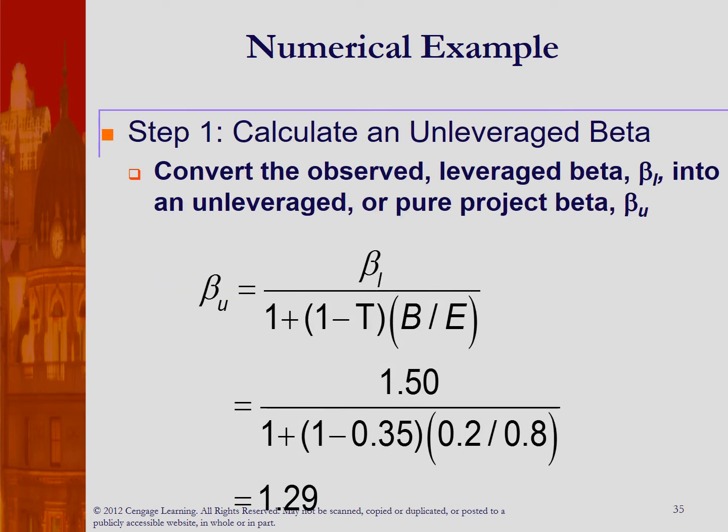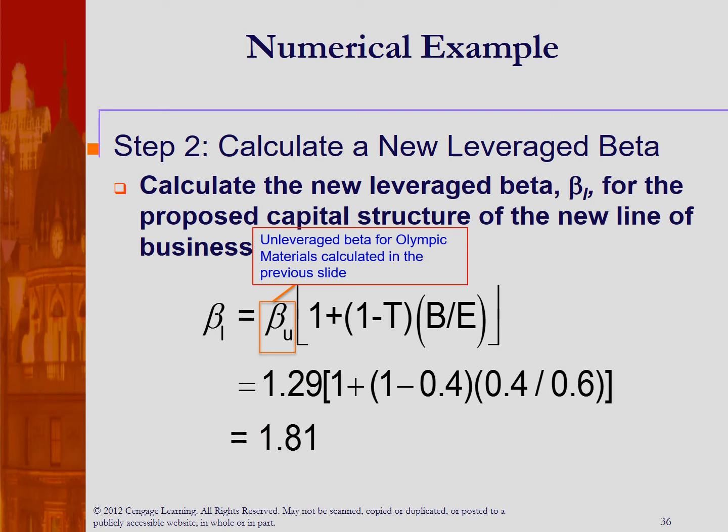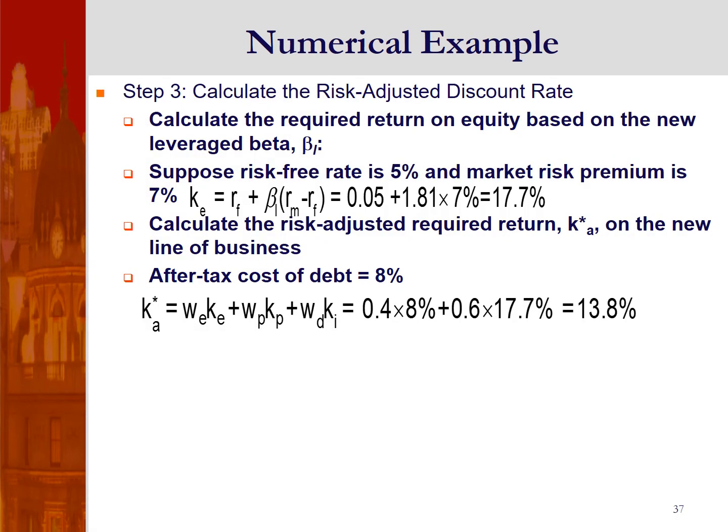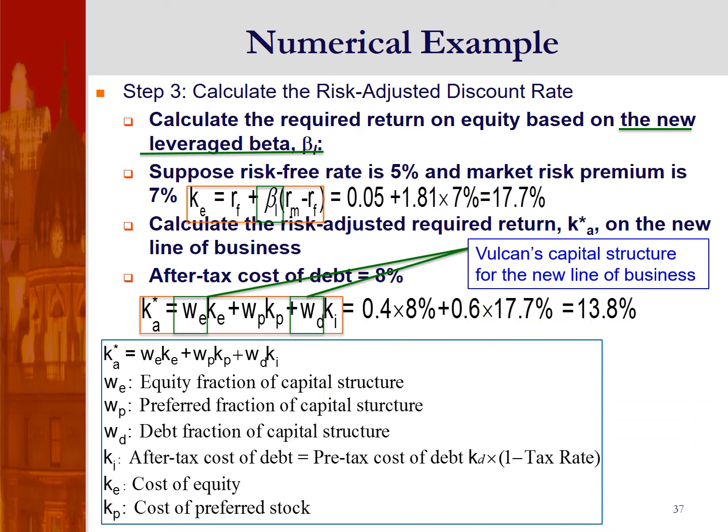Based on the steps we discussed earlier, first, calculate the unleveraged beta using leveraged beta, tax rate and debt-to-equity ratio from Olympic Materials. Second, calculate the leveraged beta using the unleveraged beta calculated in the first step, and Vulcan's tax rate and capital structure proposed for the new line of business. Third, calculate the risk-adjusted discount rate in two steps. First, calculate the cost of equity for the new line of business through the security market line. The beta used is the leveraged beta for the new line of business. Second, calculate the risk-adjusted discount rate as the weighted average of after-tax cost of debt and cost of equity. The capital structure used is the capital structure for the new line of business.